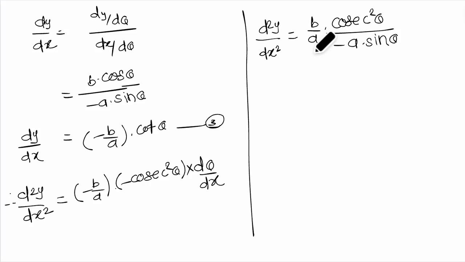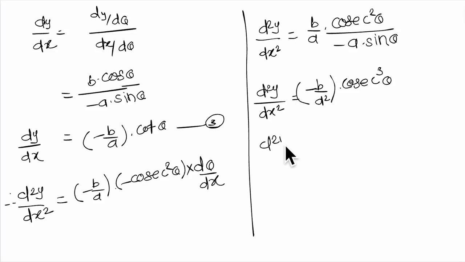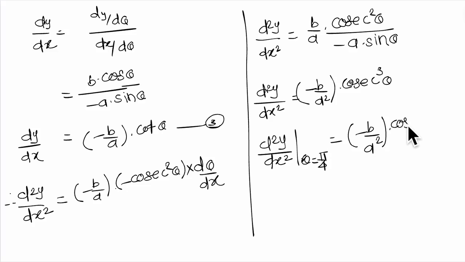So just try to solve this. So guys, that becomes d2y by dx square equal to minus b upon a square into that 1 by sin will be goes to the numerator, it becomes cosec cube of theta. So guys, we want that d2y by dx square at theta equal to how much? Pi by 4? Yes. So substitute the theta equal to pi by 4. It becomes minus b upon a square into cosec cube of pi by 4.